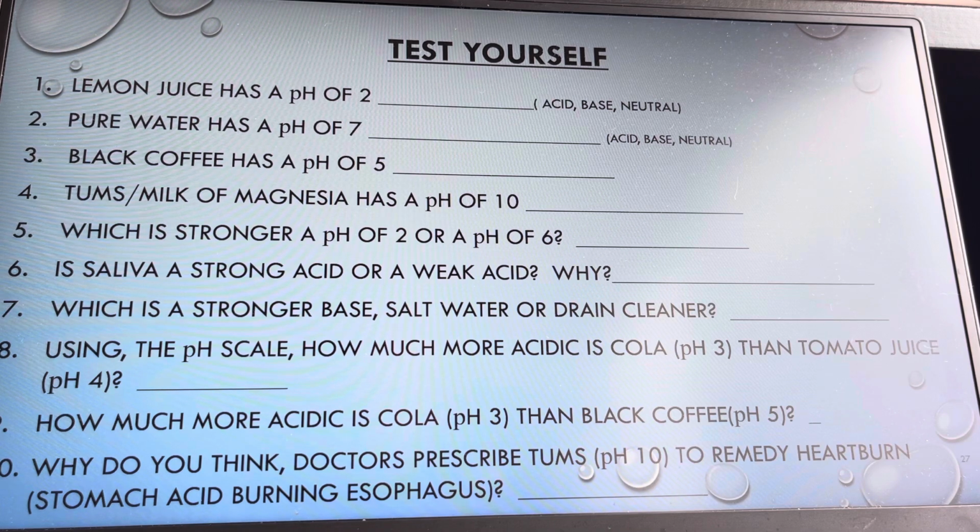So using what we just learned, you're going to spend some class time now putting in acid, base, or neutral for the first few questions. It's clearer in the notes, so do it in the notes. And then just saying which one's stronger, why, how many times one thing is stronger than another, and so on and so forth. Just a little bit to test yourself, okay?